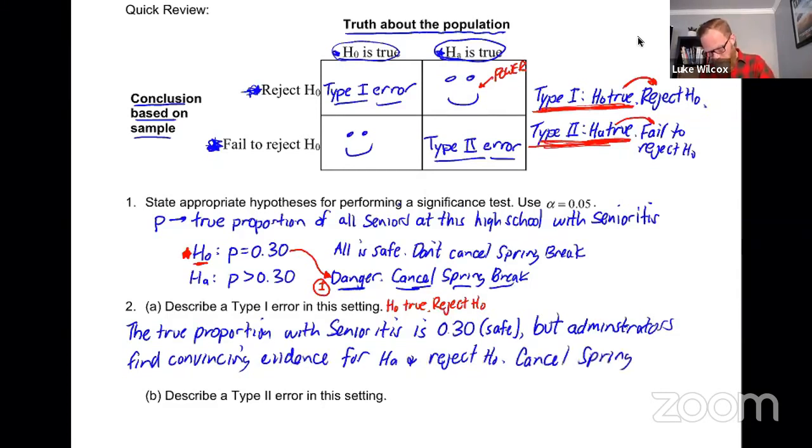Now, I can only imagine that the seniors at this particular high school would be outraged by such a decision, that the administrators would decide to cancel spring break when they really shouldn't have, right? Really all was safe, but they made the incorrect decision to cancel spring break. And now all of the seniors are completely outraged.